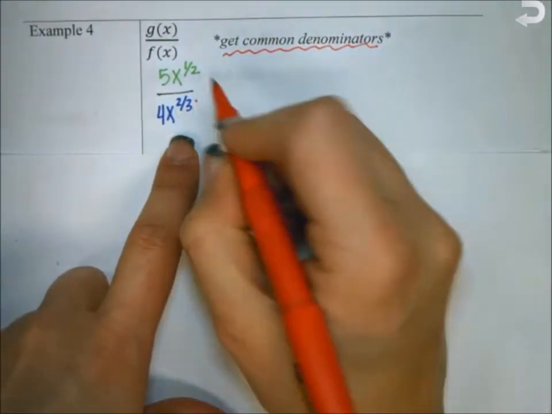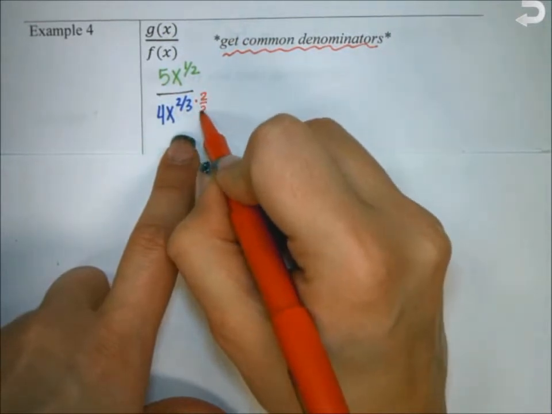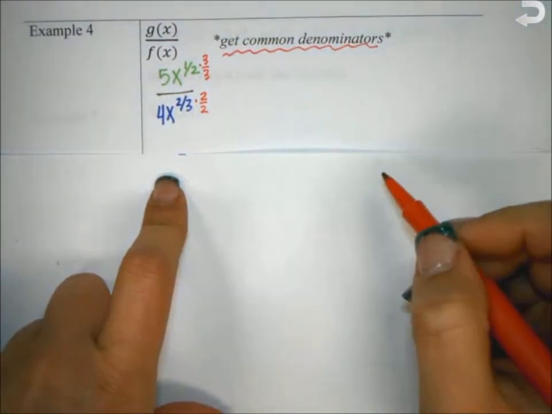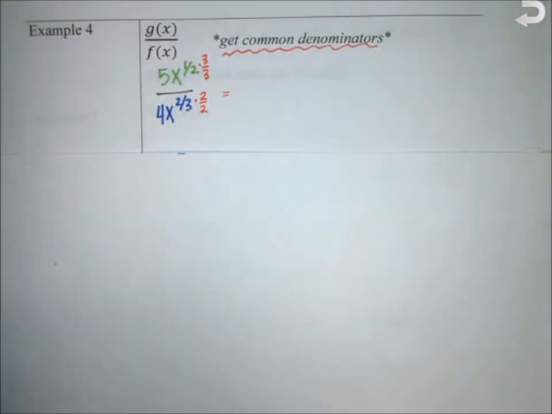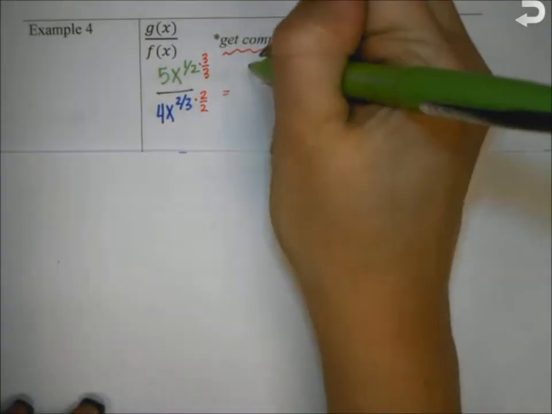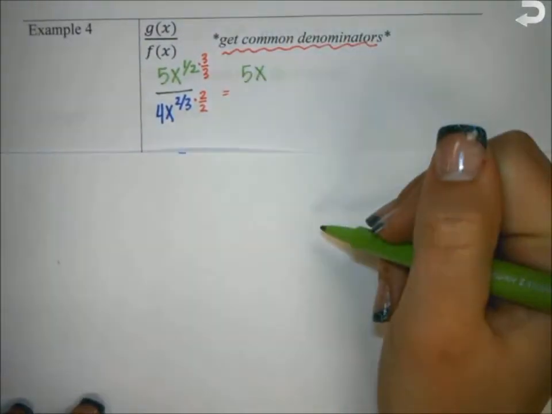The numerator is going to be 5x to the what? 3 over 6. And the denominator? 4x to the 4 over 6.